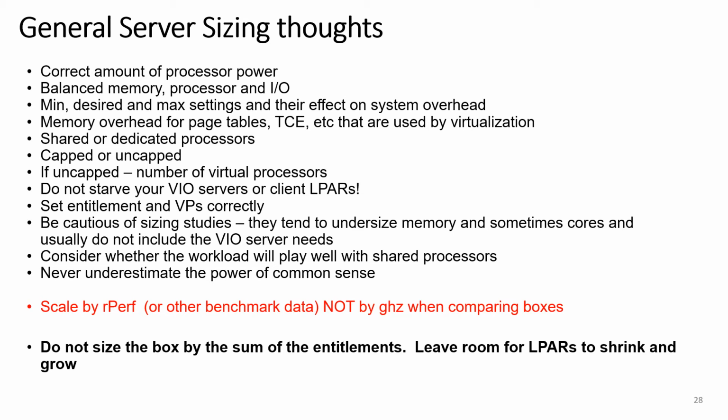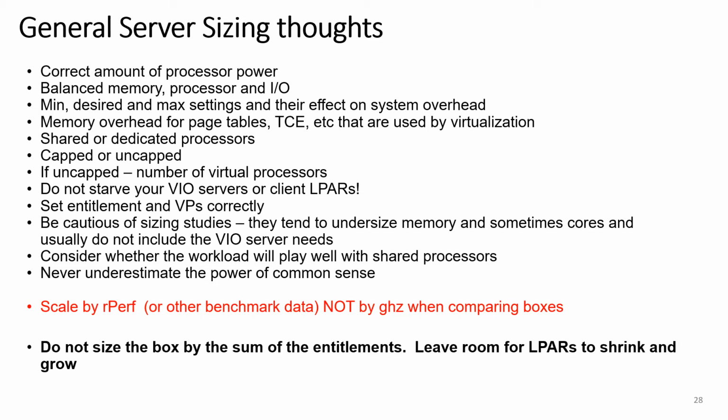You should also look at where you're going to use shared or dedicated processors, where they're going to be capped or uncapped, and if they're not capped, then you need to look at the number of virtual processors. Never ever starve your VIO servers or your client LPARs. And also be very cautious about sizing studies. One of the things I found with sizing studies is that they tend to undersize memory and quite often the cores, because they forget about the fact that you also need to size that server to include what your VIO server will need.